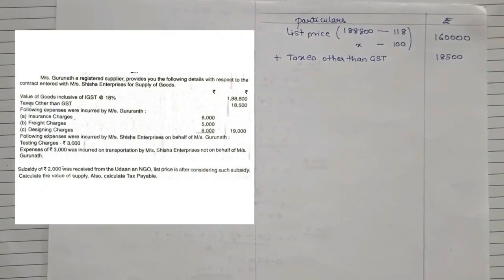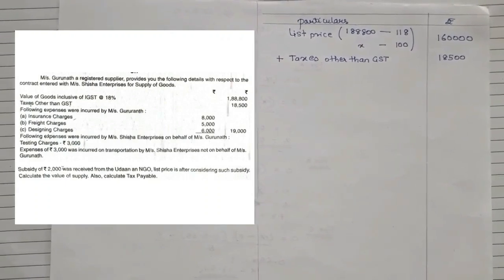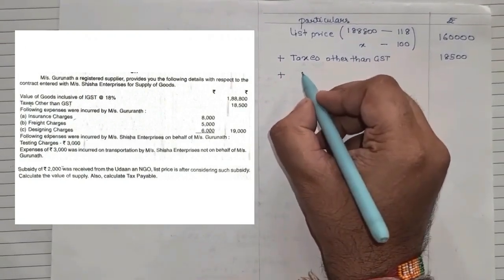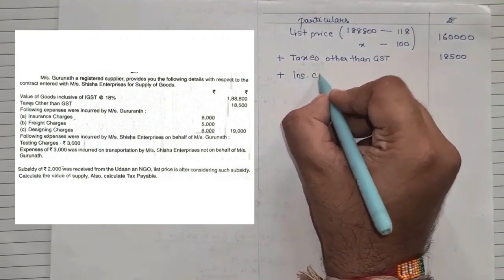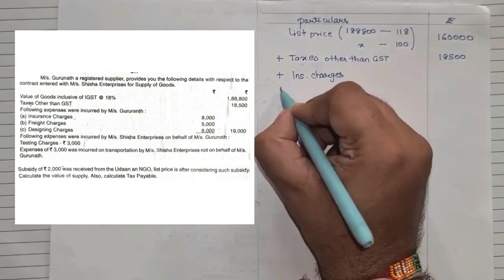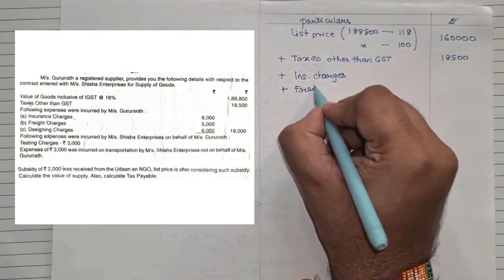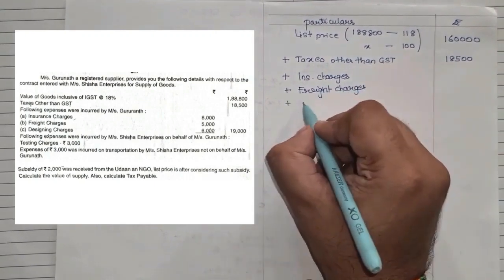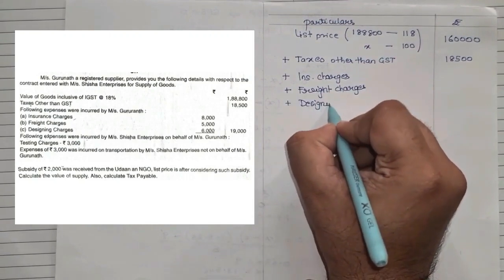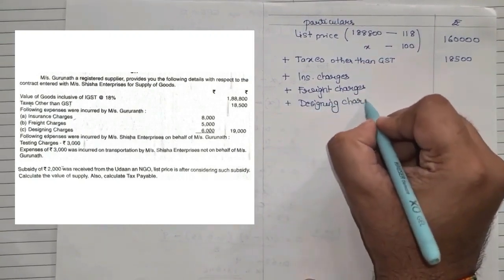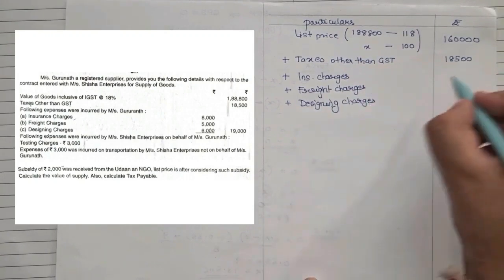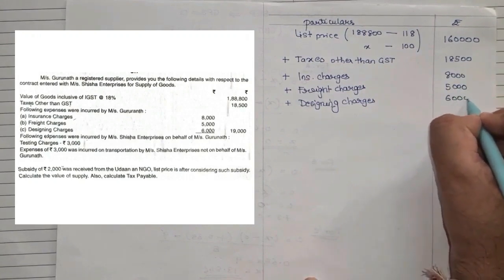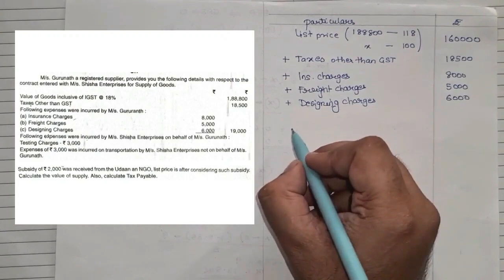Okay, the next thing which is given there is expenses which are incurred by Gurunath. So yes, all those expenses add. We'll have to write add expenses which are incurred by the supplier. That was insurance charges, freight charges, designing charges, okay, which had the value of 8,000, 5,000 and 6,000. So all the expenses which are incurred by the supplier needs to be considered.